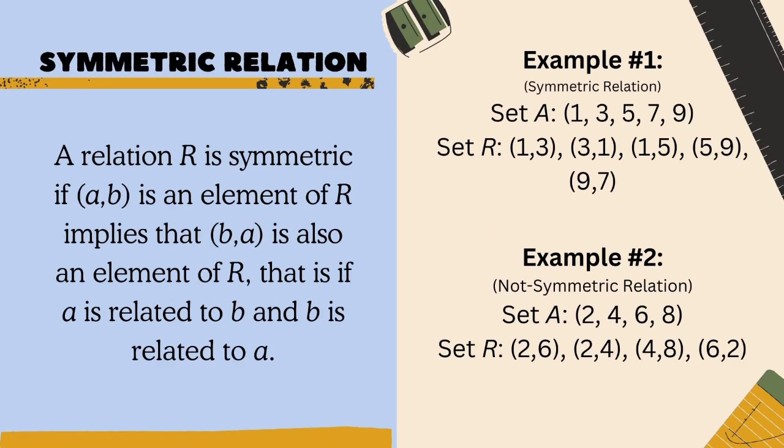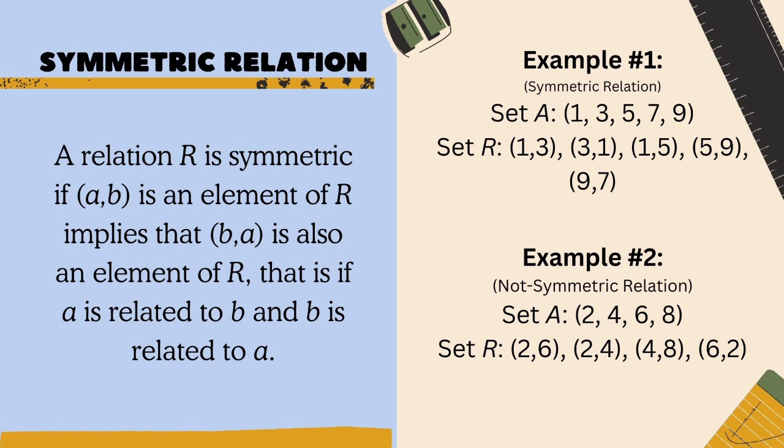Symmetric relation. A relation R is symmetric if A and B is an element of R implies that B and A is also an element of R. That is, if A is related to B and B is related to A. Example number 1. Set A is composed of 1, 3, 5, 7, and 9, while set R is composed of 1 and 3, 3 and 1, 1 and 5, 5 and 9, and 9 and 7.